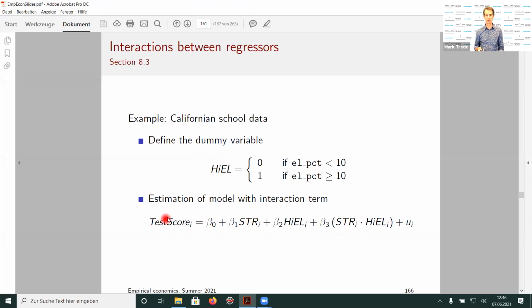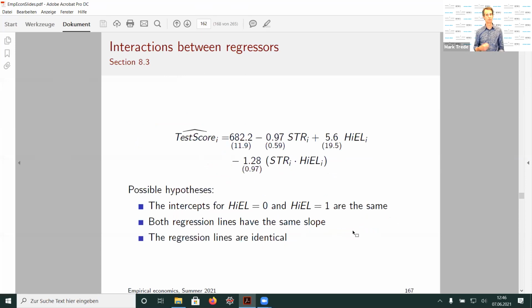All right, so we just set up the usual regression equation. We have the test score on the left-hand side. We have the class size, our dummy variable, and the interaction term on the right-hand side. We can regress that using the usual commands in R.